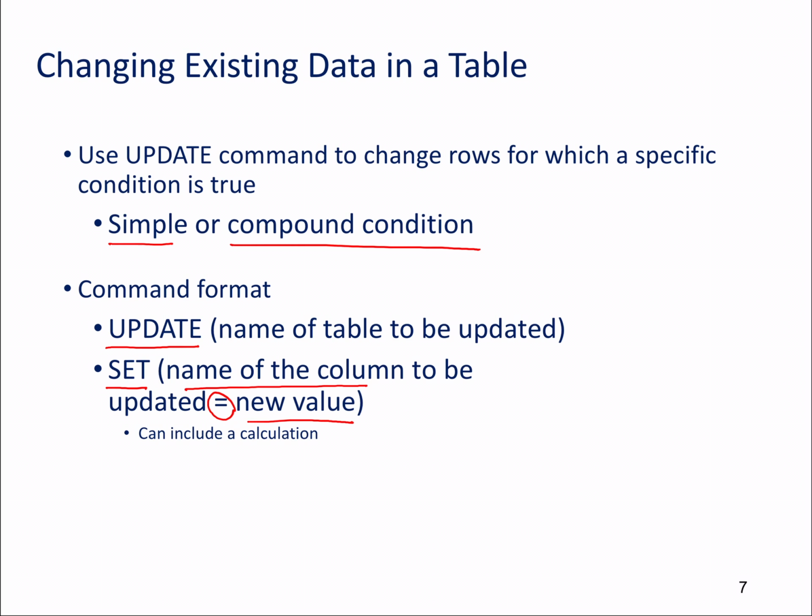And where the update command can be applied is determined by the condition, which can be either a simple or compound condition in the where clause. This is pretty much the same as the select from where. That where condition in the update command helps us locate which records can be updated.